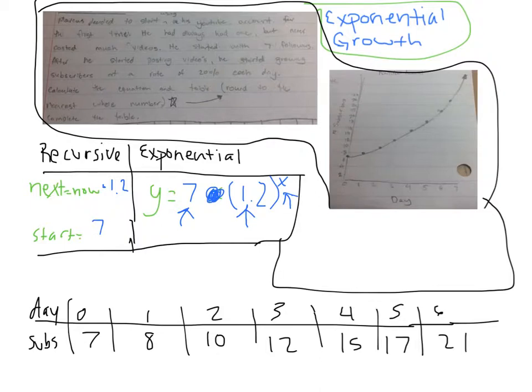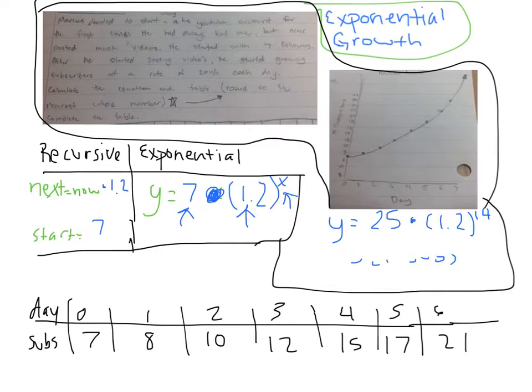If Marcus started out with 25 subscribers, how much would he have after 2 weeks? Our work shows that our new equation would be y equals 25, because that's our new start value, times 1.2 to the 14th power. Since there are 14 days in 2 weeks, because 7 days per week. And our work would show that we would have 321 subs.